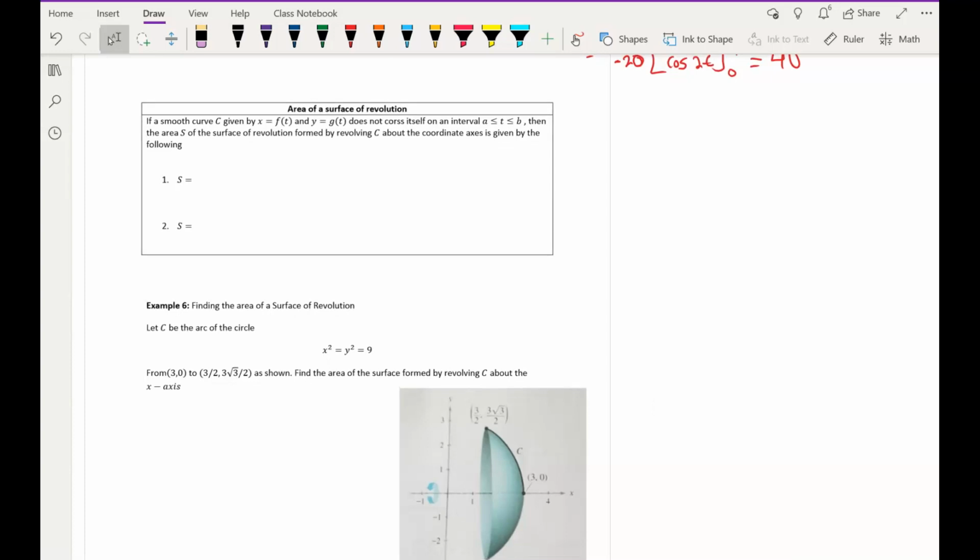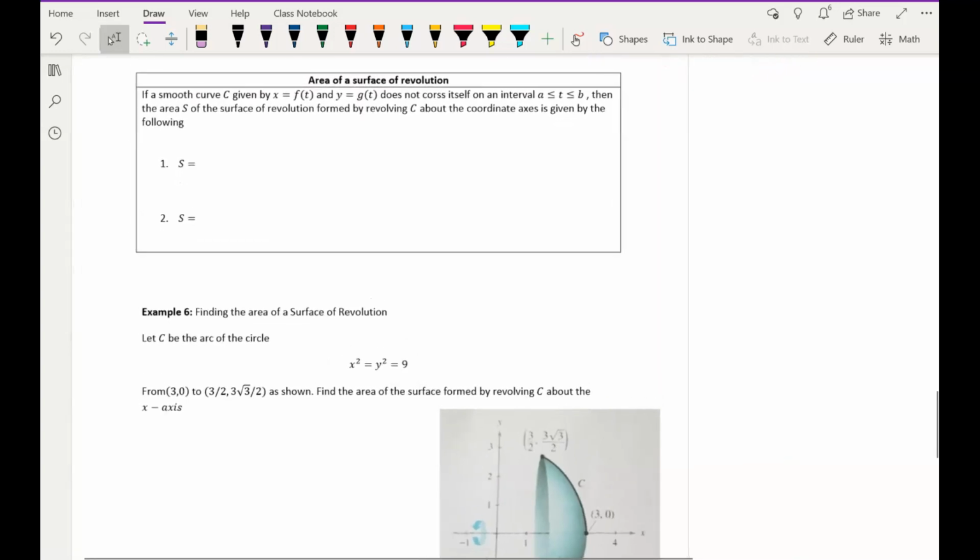But moving on, we want to find the area of a surface of revolution. If we have a smooth curve, this is basically the same definition as before, where the parametric equations, or the smooth curve itself, does not cross itself on an interval a less than or equal to t less than or equal to b, except possibly at the endpoints. Or excuse me, not possibly at the endpoints. That's where the difference is. Then the area S of the surface of revolution formed by revolving C about the coordinate x-axis is given by the following.